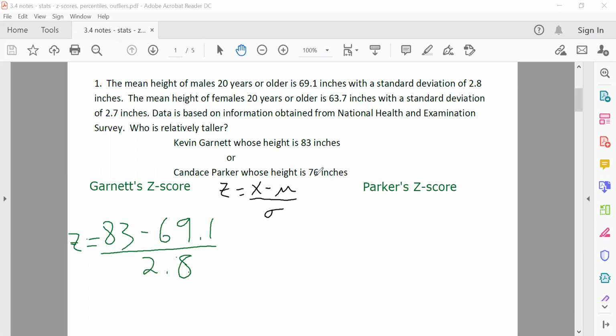That's going to be 13.9 on top divided by 2.8, and we're just going to have to round to 2 decimal points, because usually this calculation is not going to come out perfectly clean. So I'll use wavy lines to say I'm rounding to 2 decimals: 4.96.